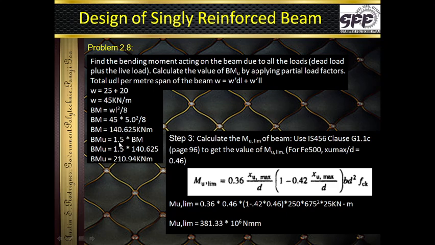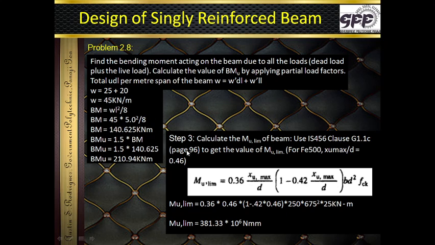Now what is the ultimate bending moment coming on the beam? The ultimate bending moment is the partial safety factor multiplied by the bending moment, that is 1.5, which we have already seen before. So ultimate bending moment which is going to come on the beam is 1.5 into 140.625, or the ultimate bending moment is 210.94 kilonewton meter. So the ultimate bending moment coming on the beam due to the dead load and live load acting on the beam is 210.94 kilonewton meter.